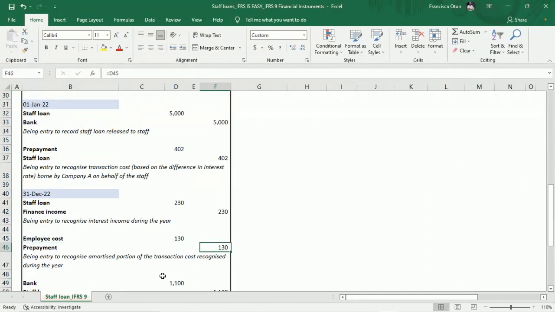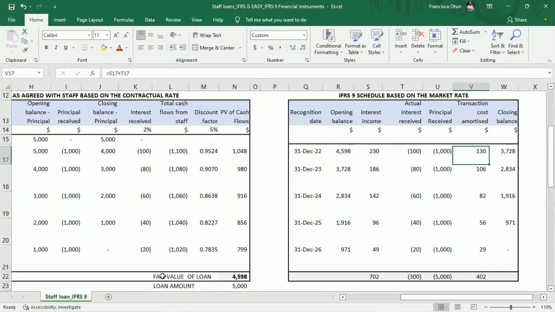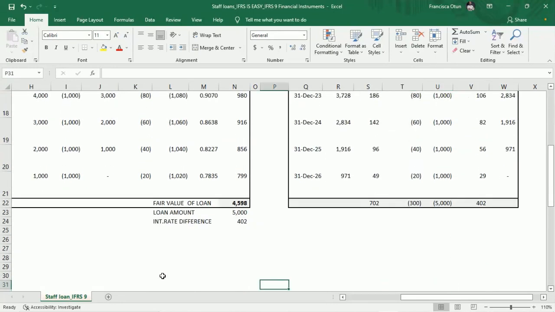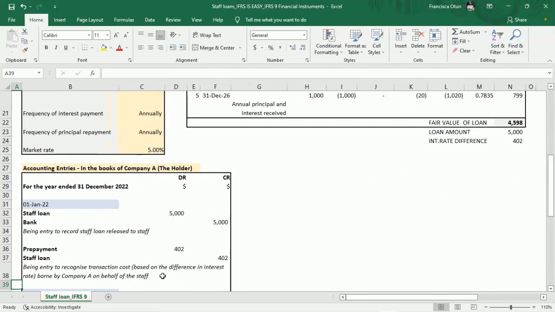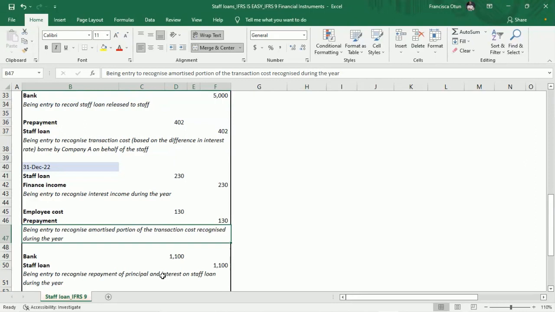So remember we said that the company is bearing the cost, so the employee cost of 130 will be debited, because what we are saying in essence is that we have borne 130 cost on behalf of our staff. So we credit that prepayment by 130. If I follow it, we see what is happening there. We are picking this 130 under transaction cost. Okay, so we have said the entry to recognize the amortized portion of transaction costs recognized during the year.